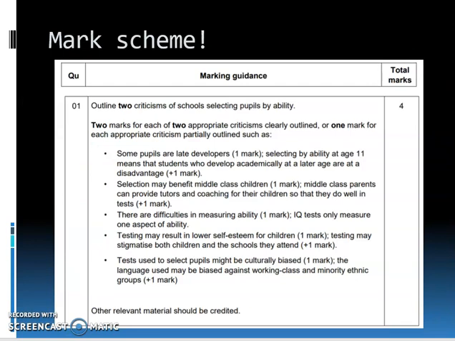Now, you may want to, at this point, pause and have a go at answering this question. You may want to have a go at improving the answer from student number 1. Join back in when you're ready.